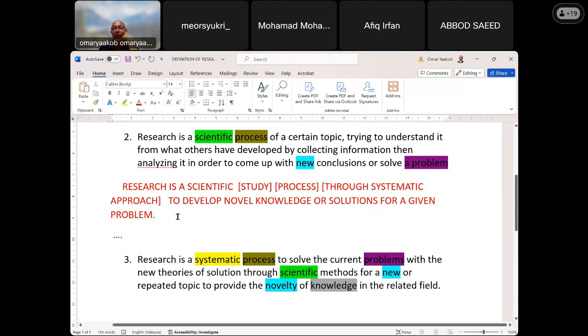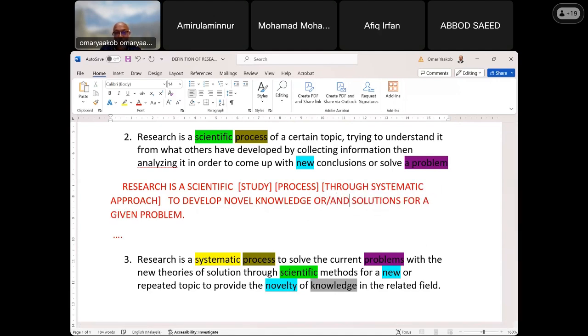But Prof, I think it should be "and" solutions. Because the objective of a research is to solve a problem. And while we solve the problem, we also develop novel knowledge. That's two birds with one stone. Yeah, by solving the problem, you also develop new knowledge. Okay, Norris earlier was "and", she changed to "or", and now you changed again to "and".